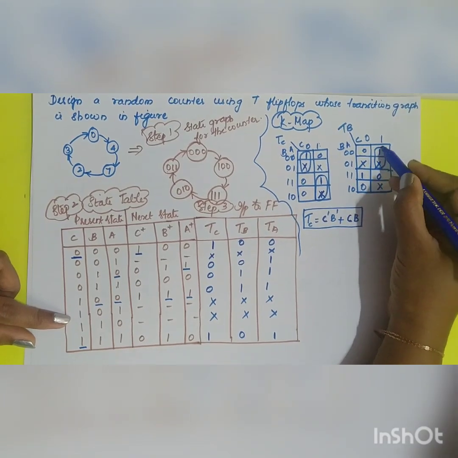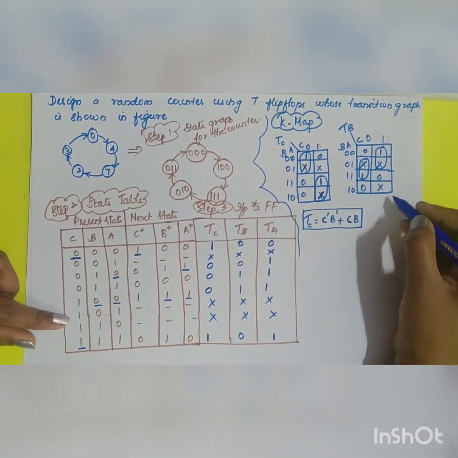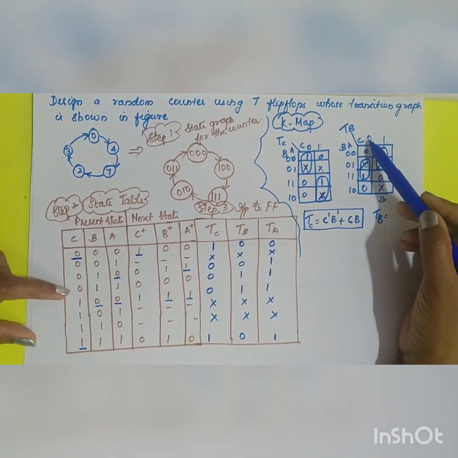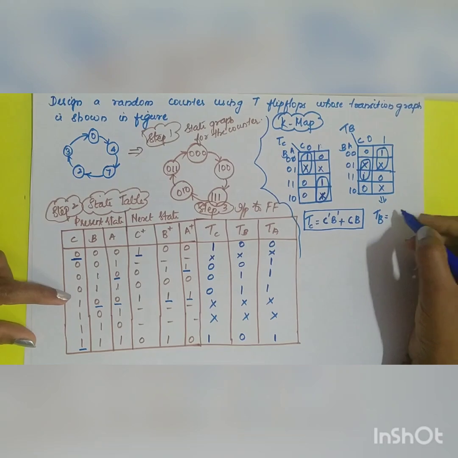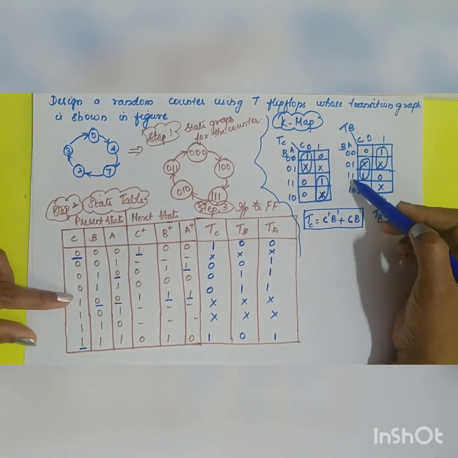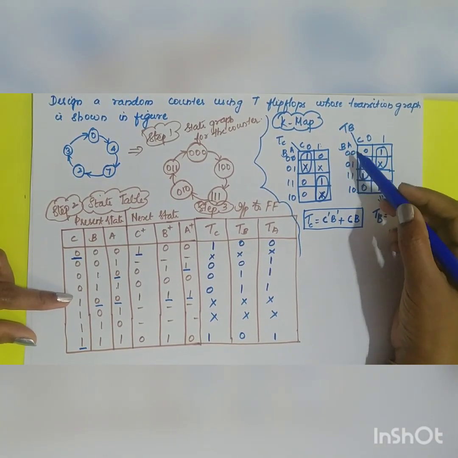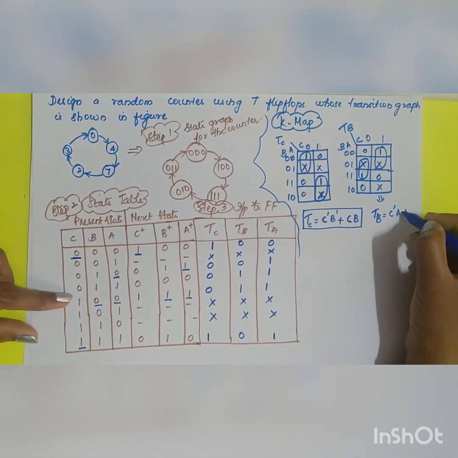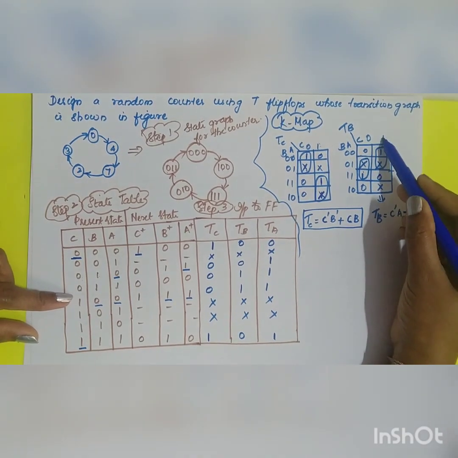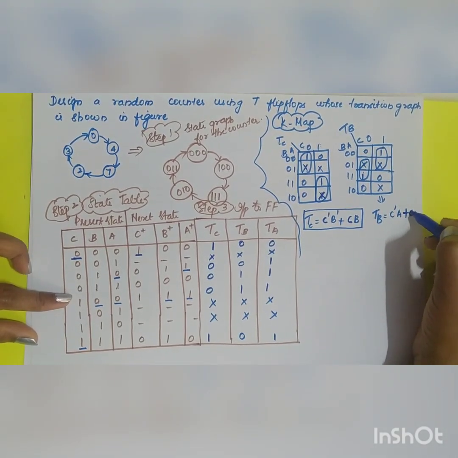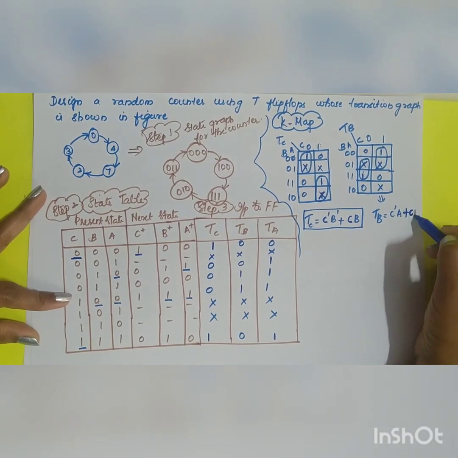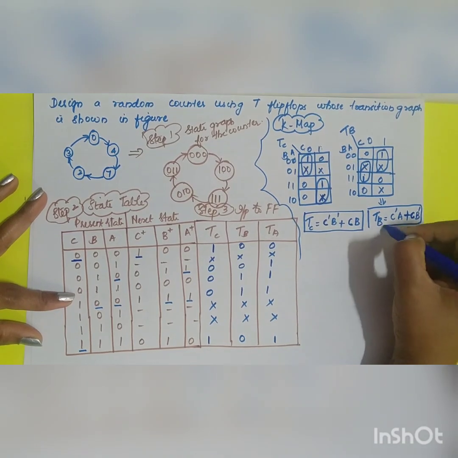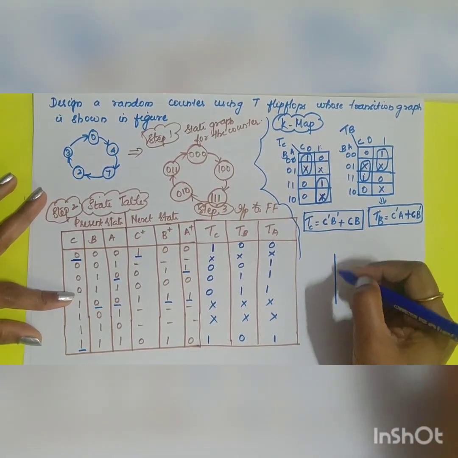So can I group now? If I group these two, what will be the value for your TB? TB will be equal to, take the first combination, here it is C bar, right? So C bar and A. So 0, 1 will get cancelled. So C bar A plus, what is the next combination? Here you have C. C is equal to 1. So you have C, first two combination, C B bar or C B dash. Okay. So this will be your second value of your TB. Now what will be your TA?